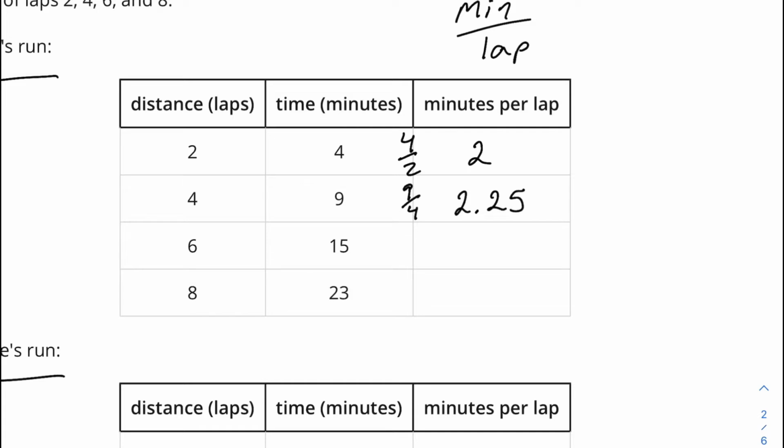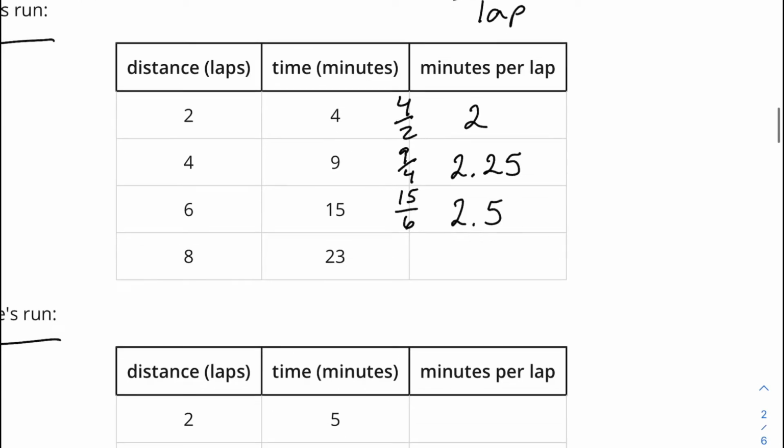And then we have 15 over 6. 15 divided by 6, that's 2.5. And then 23 over 8. Now 23 over 8, a little bit more difficult, so I'm going to use a calculator. 23 divided by 8, that's going to be 2.875. So again, that's 23 over 8, and that is 2.875.